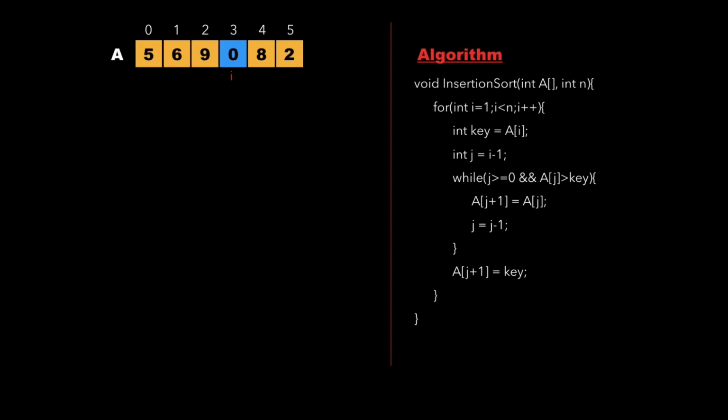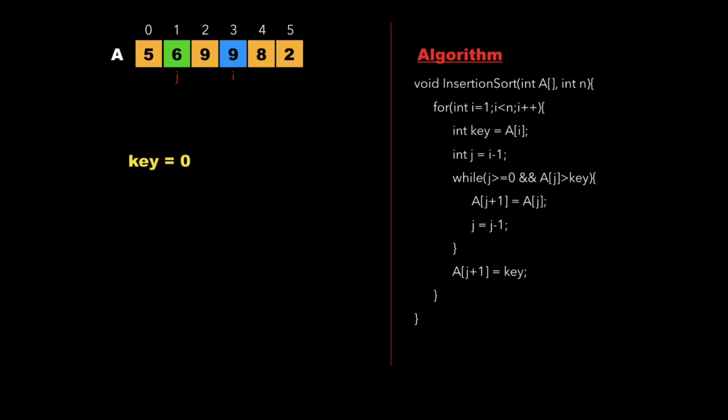Now we increment i. As we can observe, the values preceding i are already sorted, which are 5, 6 and 9. Now again we initialize the value of key as 0 and j as i minus 1, which points to the fourth memory location, the value 9. Since j is greater than or equal to 0 and A of j is greater than key, we update A of j plus 1, that is A of 3, as 9 and decrement j.